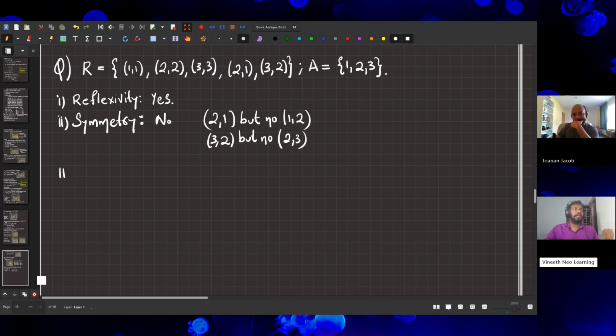Then finally we shall check transitivity. Transitivity can be checked through possible transitive products. If all the possible transitive products are present, then the relation is transitive. Let me just check (1,1), (1,2). I don't think every transitive product is present.